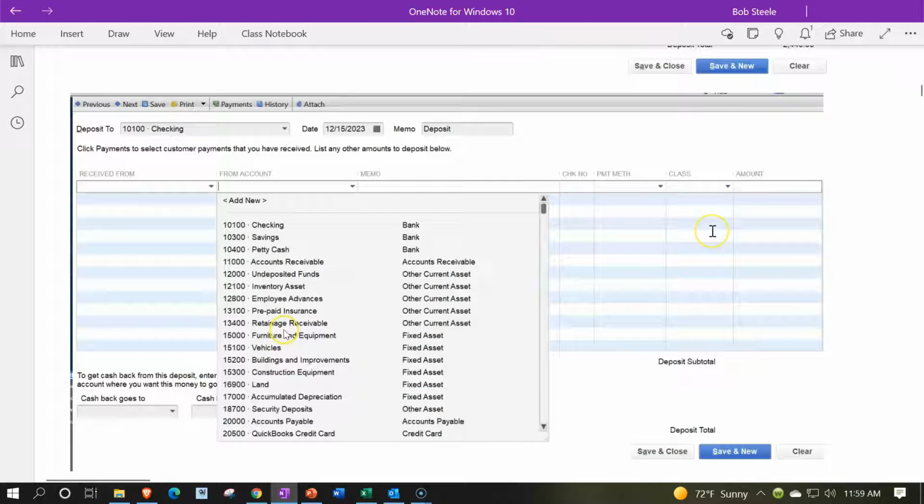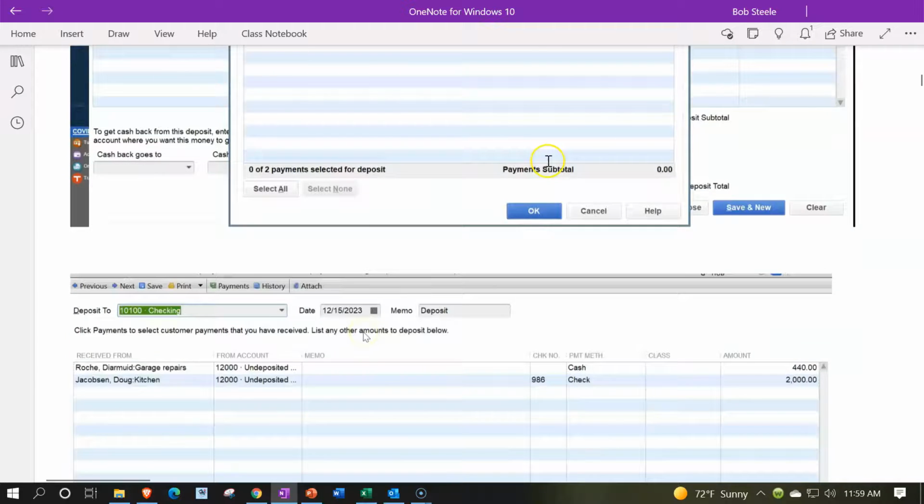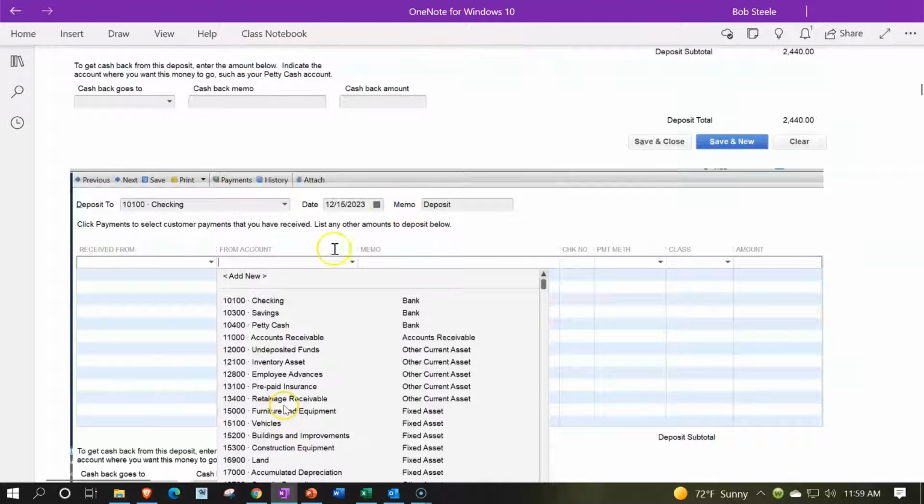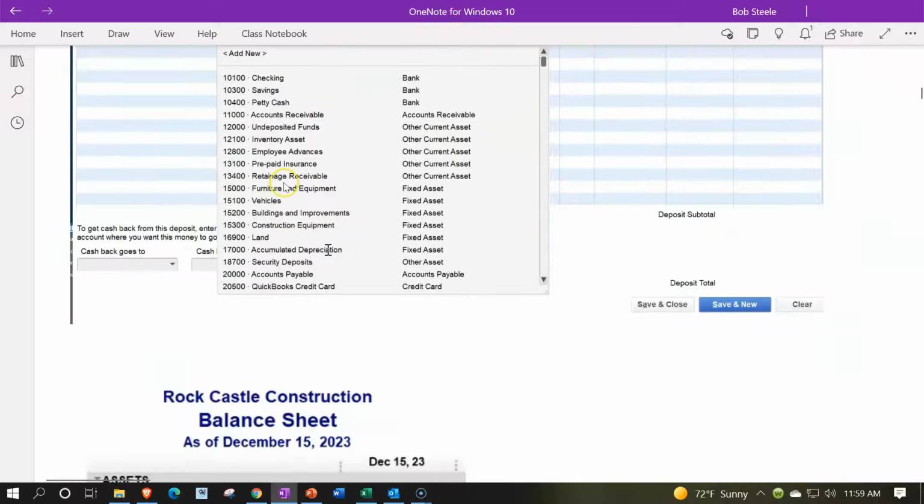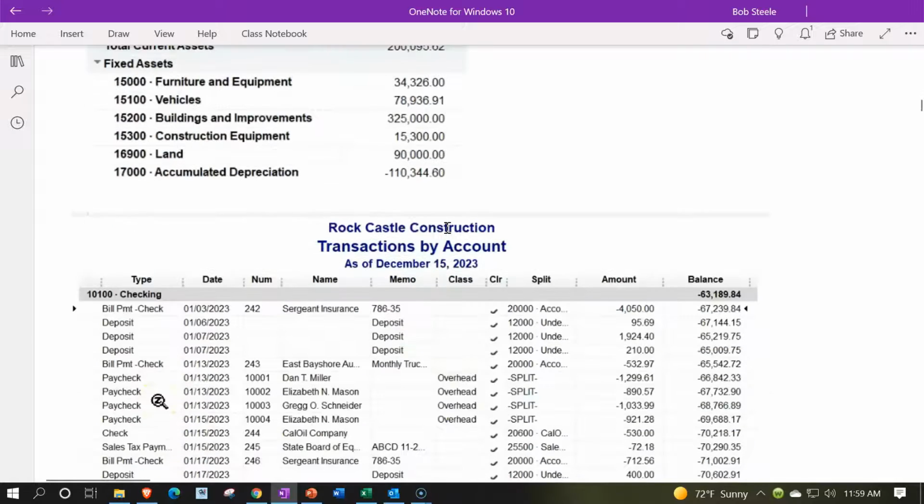If you were to use the same deposit form for some other kind of deposit, then you would not use this first screen. You'd simply say, I'm going to put it into the checking account and assign some other account, such as a loan account or equity from the owner. On the balance sheet, clearly we're looking at the checking account with regards to the deposits.